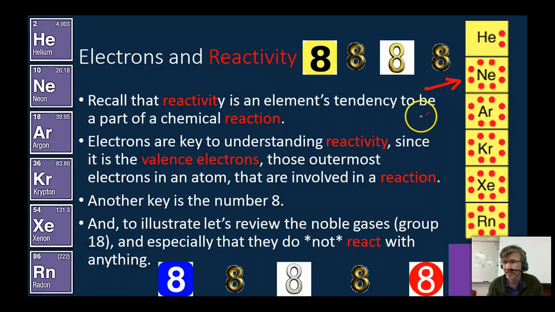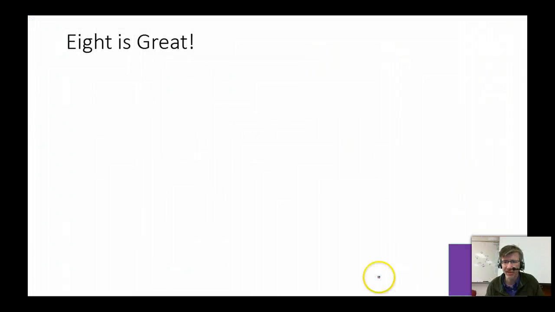Neon, argon, krypton, xenon, radon. You should see something very similar about those, especially when you count up the number of dots around each one. So let's talk about that. 8 is great.